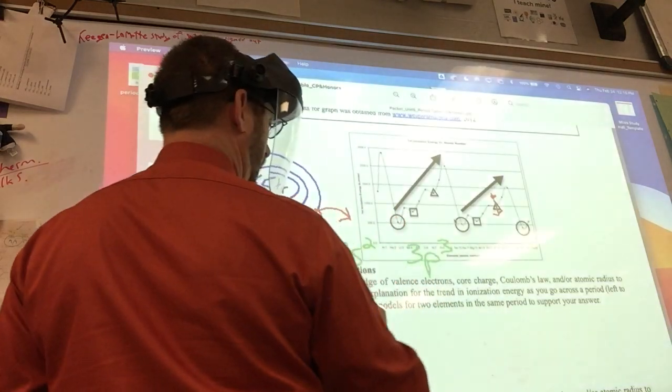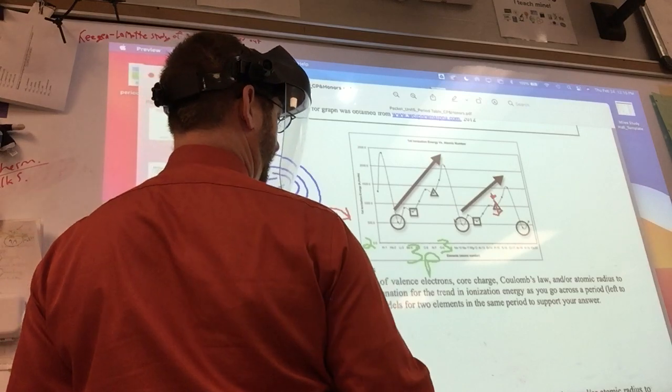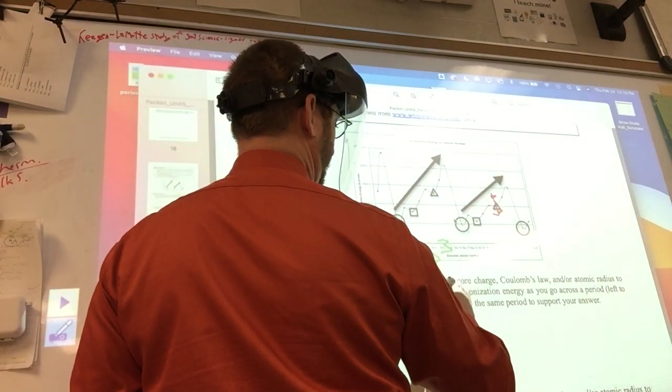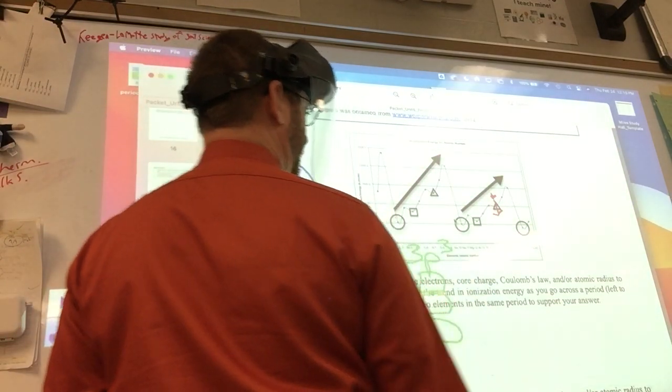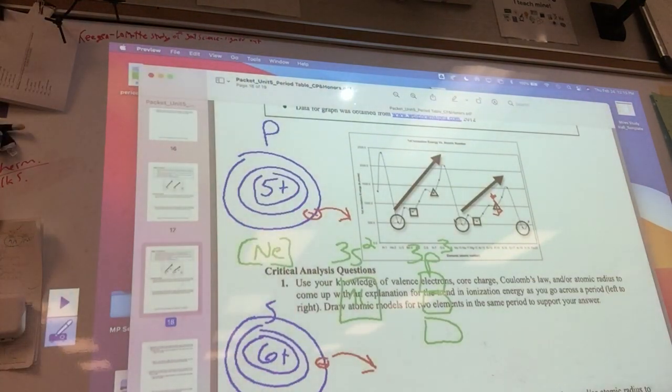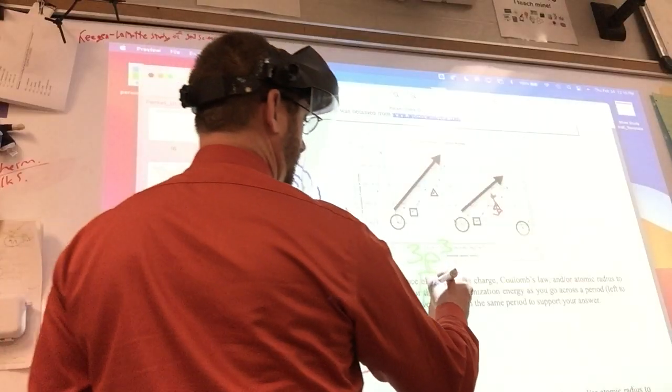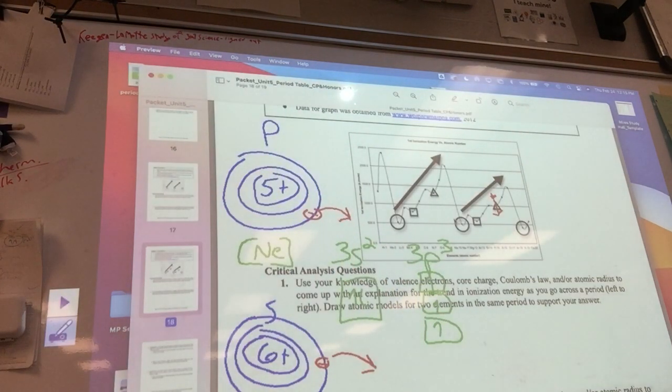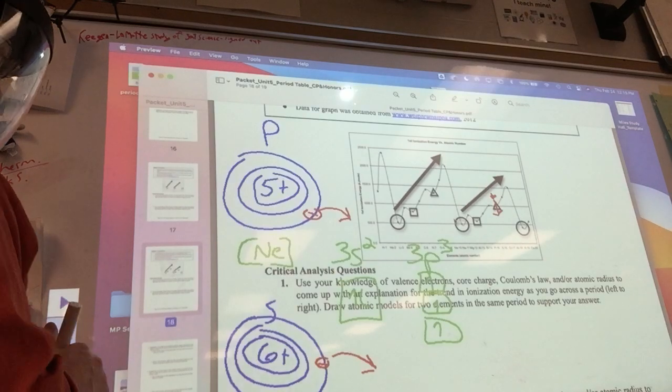Repeat 3, good. 1 box with 2 electrons for 3s2, 3 boxes. And how are you going to put 3 electrons in 3 boxes? 1 in each. Any questions about that? Group 1, how would you do the same picture for sulfur?